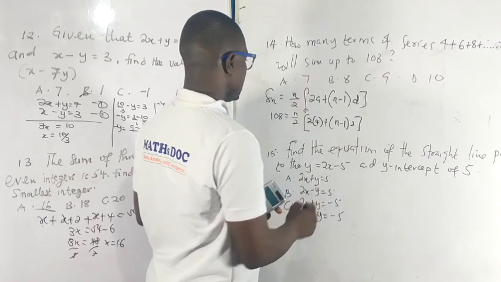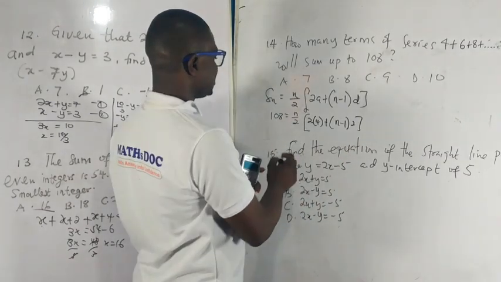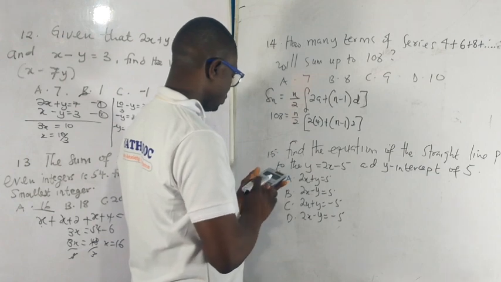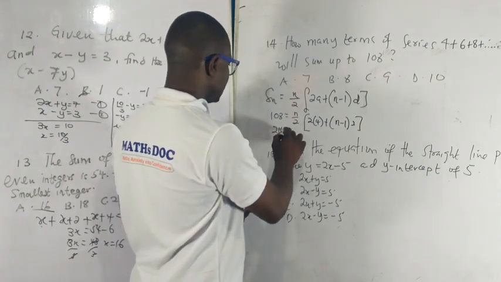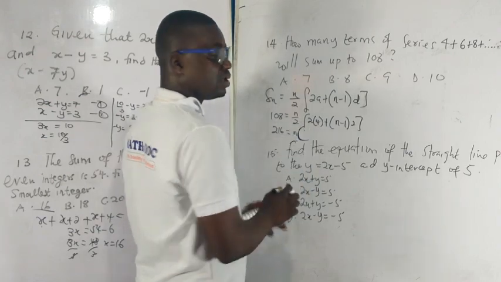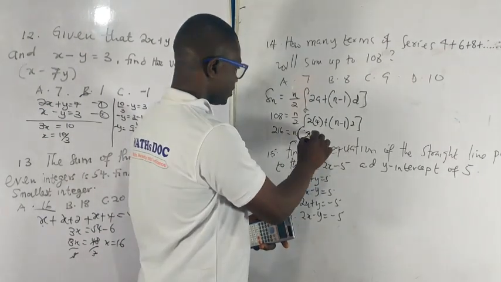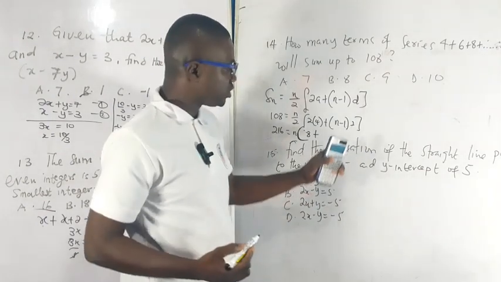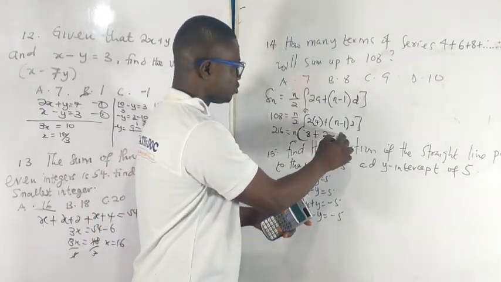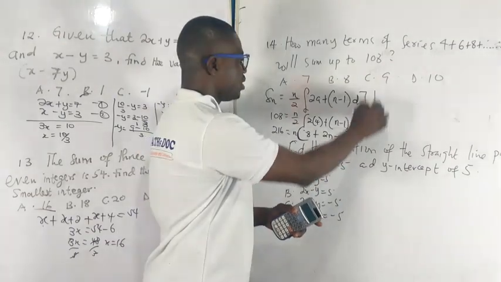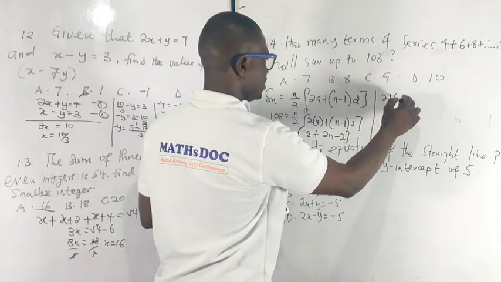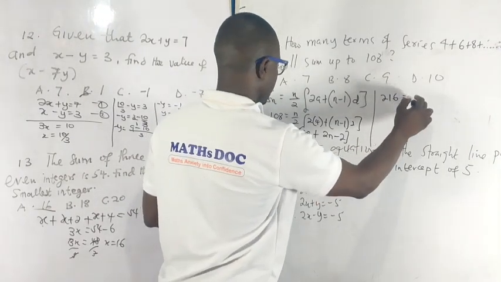So we are there. Now we can multiply this 2 to the other side. So 2 times 108 is going to give you 216 is equal to n. Now let's simplify what is here. 2 times 4 will give you 8 plus, let's expand this expression. Remember, this is an expansion. 2 times n is 2n, and then 2 times 1 is 2. So we have 216 is equal to n into bracket.